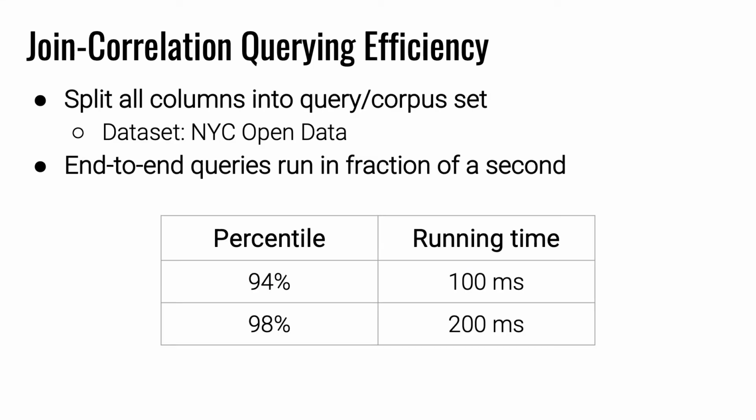Finally, we perform an end-to-end experiment to evaluate querying efficiency. For this experiment, we split our largest dataset into query and corpus sets. Next, we created inverted indexes for the corpus set, and then we ran all queries against the indexes. The results show that most queries complete in only a few hundred milliseconds. For example, for 98% of the queries, the running time is less than 200 milliseconds. These results show that our approach can provide interactive response times for dataset search over large collections.